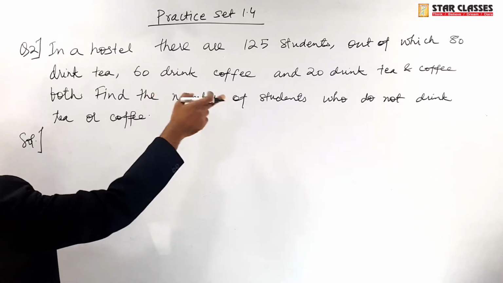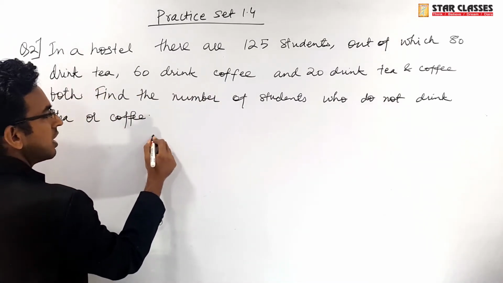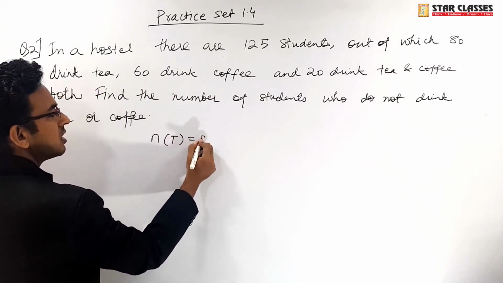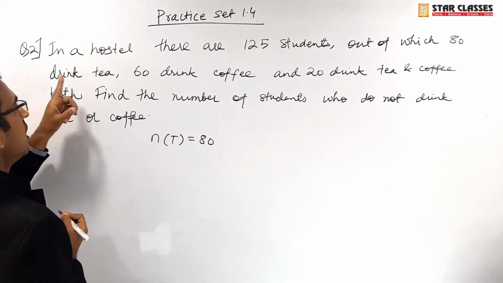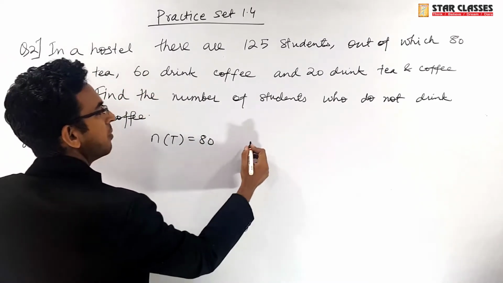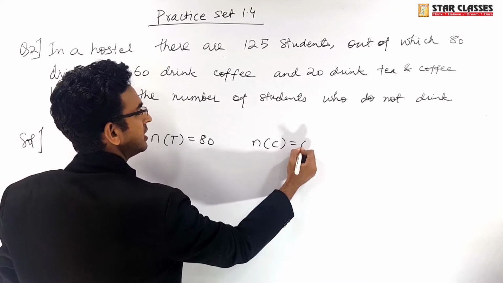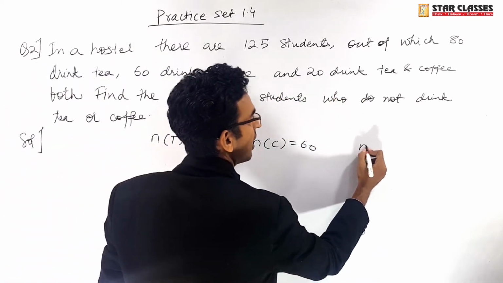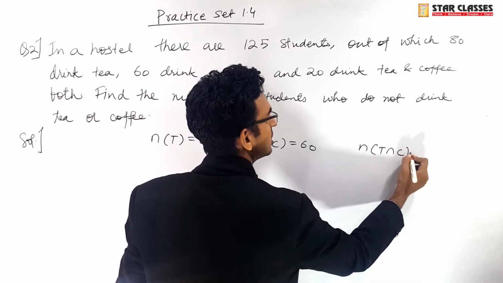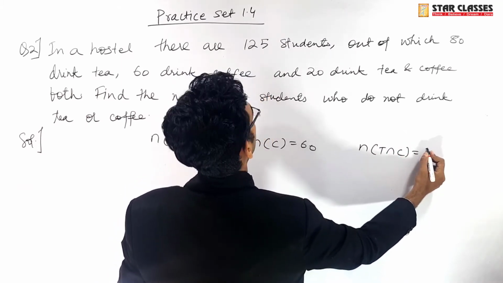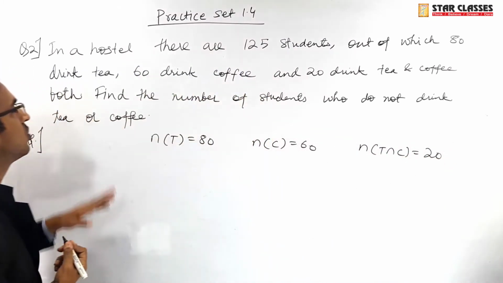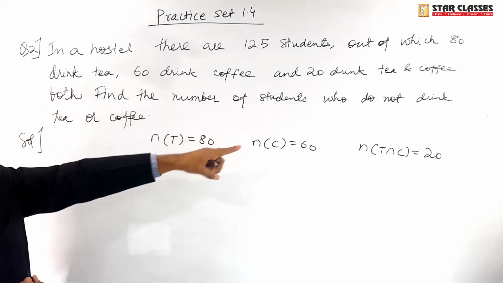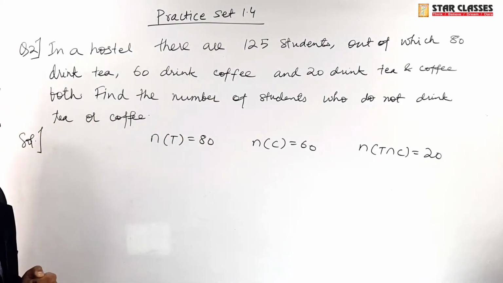Okay, so 80 students drink tea. So number of students who drink tea is 80. 60 drink coffee. Number of students who drink coffee is 60. And 20 drink tea and coffee both. So n of T intersection C is 20. Okay. So find the number of students who do not drink tea or coffee.